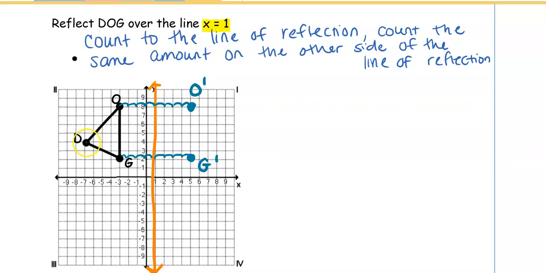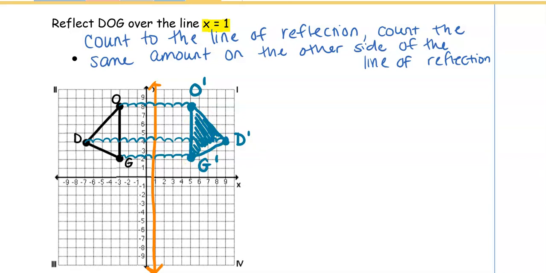For D, we've got to count 1, 2, 3, 4, 5, 6, 7, 8. So then I count 1, 2, 3, 4, 5, 6, 7, 8. And then the image of D is over here. We make sure that we connect our points because that's what's creating the object. And we can see that this is going to be our image.